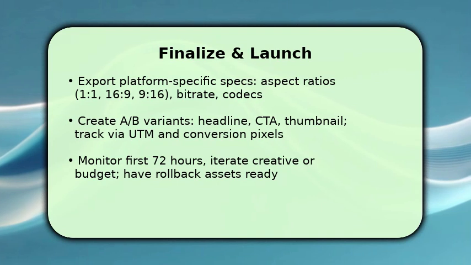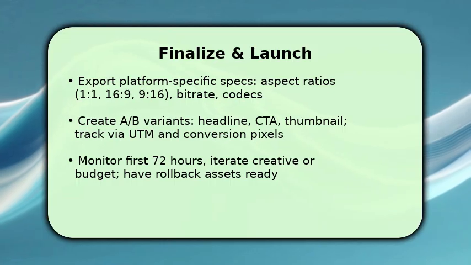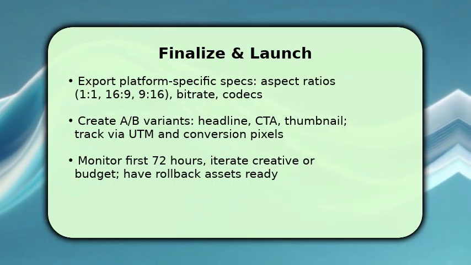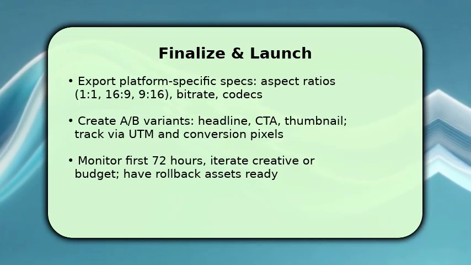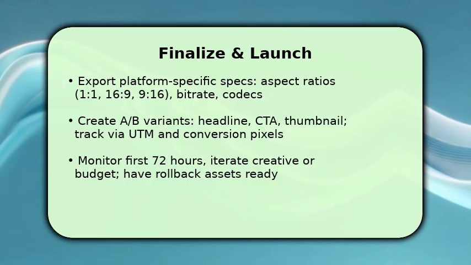You finalize by exporting each aspect ratio and encoding to platform specs, checking thumbnails and file size limits. Then set up A/B tests. Change headlines, CTA phrasing, or thumbnail and tag with UTM parameters and pixels.